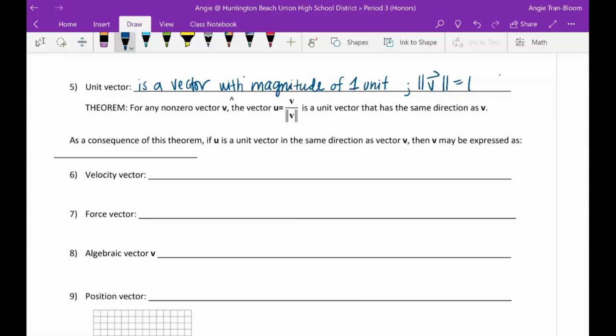Theorem. Here we go. For any non-zero vector v, u denotes the unit vector. The unit vector is simply vector v divided by its magnitude, and it has to have the same direction as your original vector v.